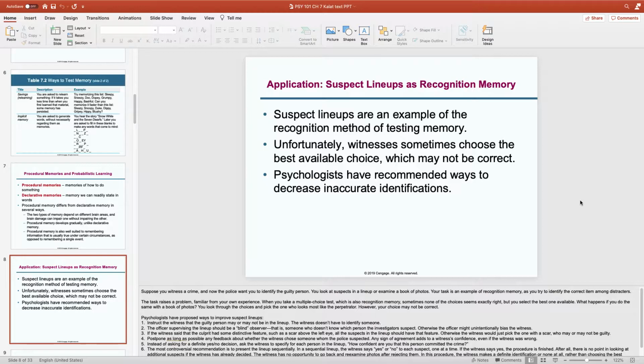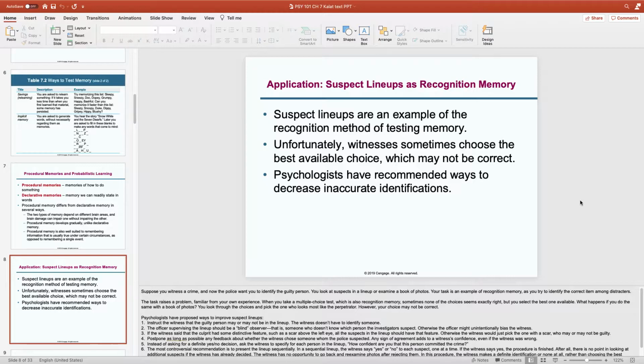What happens, though, is that witnesses who are trying to identify a suspect in a lineup sometimes choose what they consider the best available choice, which is not always the correct choice. For example, compare that to a multiple choice test, which you take in our class every week. Do you pick the best choice, even if you're not certain? Absolutely. You are not 100% sure that it is correct, but it seems like the best one out of the four choices. That is the same principle here.